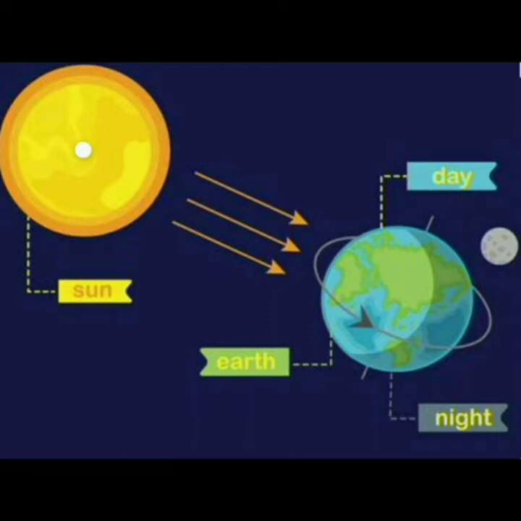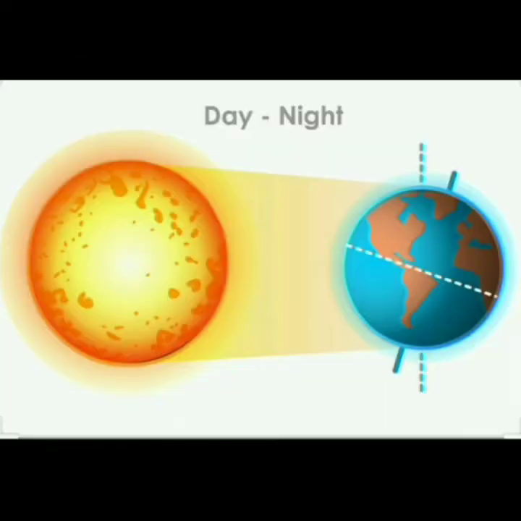The portion facing the sun experiences day. The other half, away from the sun, experiences night. So this is the reason why it is night time in America when it is daytime in India. Okay, I hope it's very clear to you all, children.